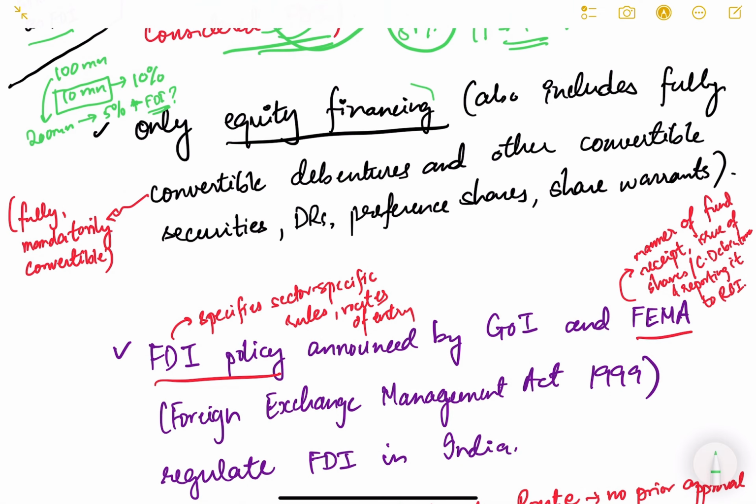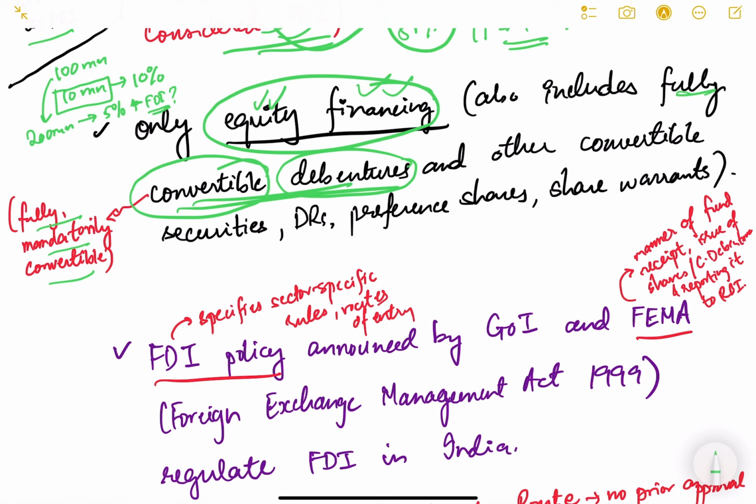Now in FDI only equity financing is considered. Only equity financing is FDI. In order to have an investment counted as FDI, it should be equity financing, investment in equity and not in bonds. It can be in fully convertible debentures. Debentures are basically bonds, but these debentures should be fully mandatorily convertible debentures. So at the maturity, these debentures will be converted into equity. They are in a way equity only, but right now they are debentures. In future at the maturity, they will become equity. Or other convertible securities: any convertible securities which should be converted into equity are also considered here.